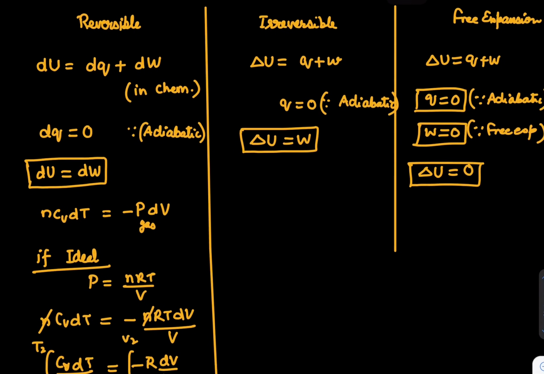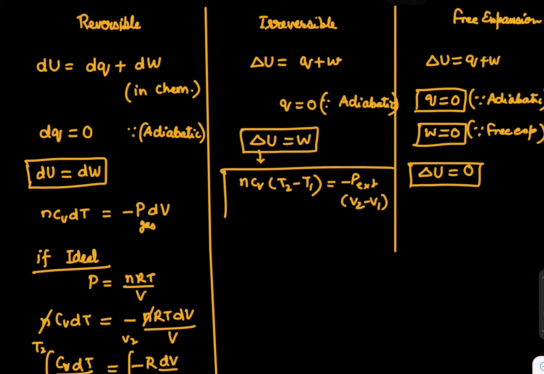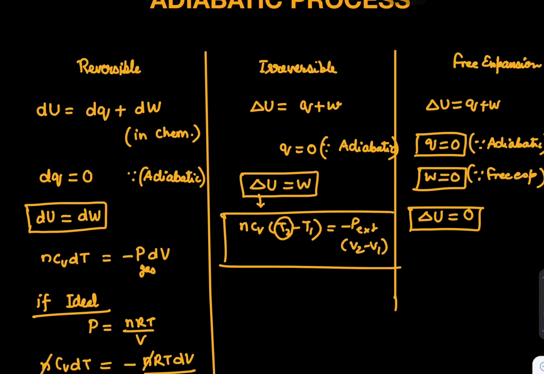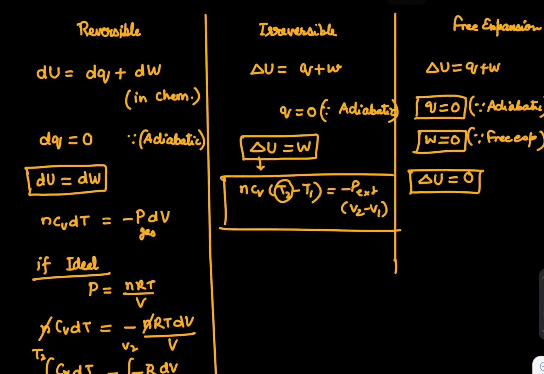In this scenario, when it is irreversible, delta U is W, hence n Cv (T2 minus T1), or T final minus T initial, will be equal to minus P external (V2 minus V1), and this is the treatment of this. Then using this we can always solve for temperature if other things are given. I hope you understood the whole video where we talked about reversible, irreversible and free expansion processes.